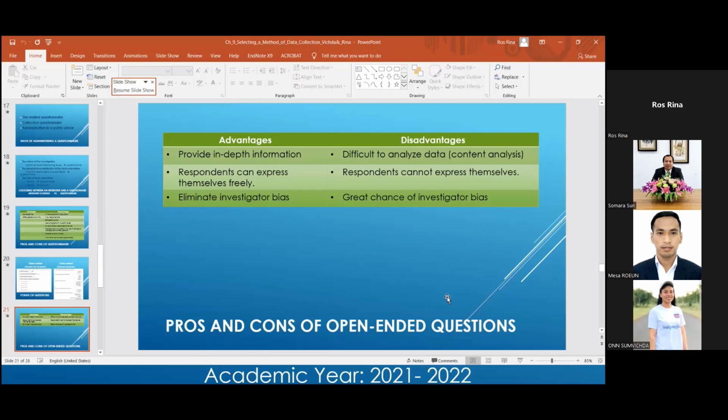And respondents cannot express themselves. Sometimes it's hard for them to express. Sometimes they don't know how to answer. They just leave it blank, or sometimes they just write the question back. And another one, a great chance of investigator bias.